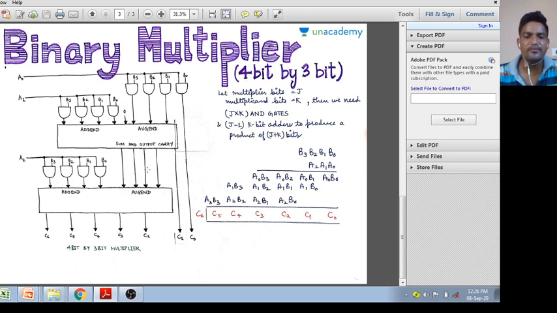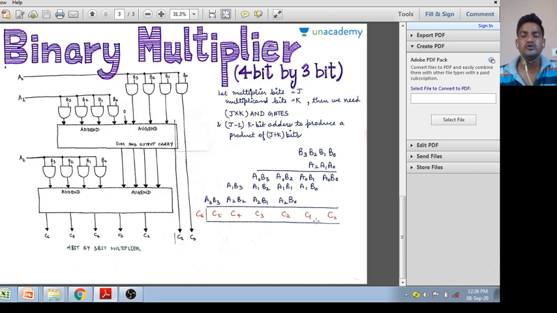Then again we have to add with this A2 B3. This is A2 B3, not A3, it is A2 B3, then A2 B2, then A2 B1, then A2 B0. This again we have to add with the result obtained from here. The final answer will be C0, C1, C2, C3, C4, C5, C6.